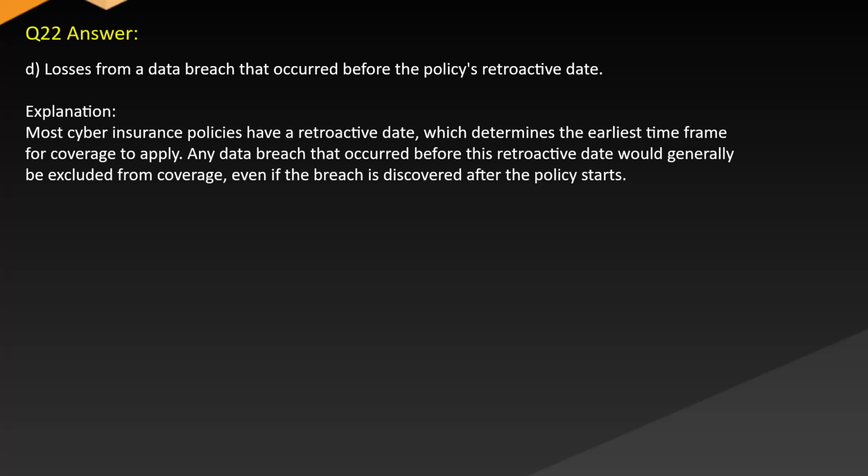Answer: D. Losses from a data breach that occurred before the policy's retroactive date. Explanation: Most cyber insurance policies have a retroactive date, which determines the earliest time frame for coverage to apply. Any data breach that occurred before this retroactive date would generally be excluded from coverage, even if the breach is discovered after the policy starts.